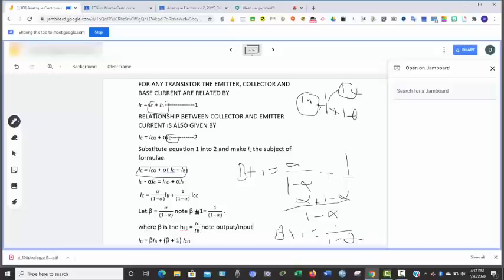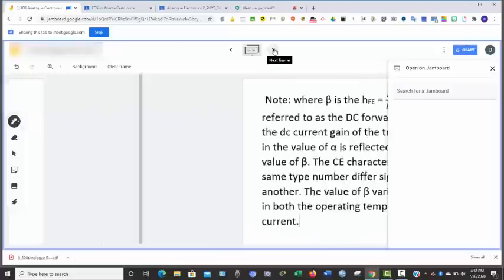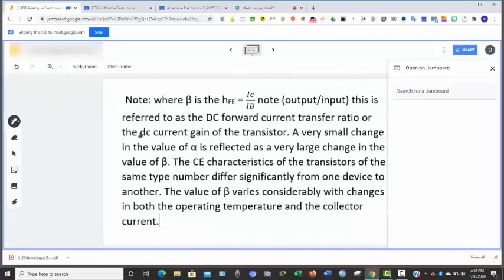So what we now want to do is that I will replace the whole of this with beta. I will replace the whole of this with beta plus 1. So I can now say my IC is equal to beta into IB plus beta plus 1 into ICO. And note, beta is the HFE. This is the gain of the transistor. This is the current gain of the transistor.